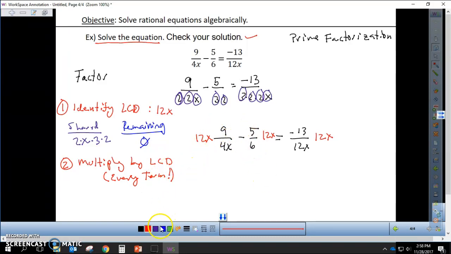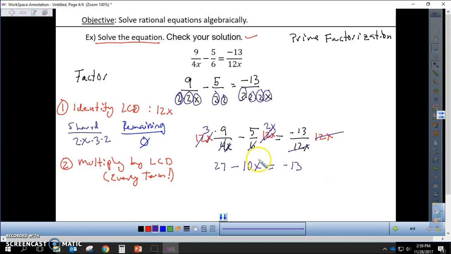So here, now we're going to reduce, right? My x's cancel. This 4 cancels with the 12, and now I have 3. So 3 times 9, that is 27. Here I have 6, that cancels with my 12, and I have 2x, right? That x came along. I'm just going to rewrite it up here so I don't drop anything. Be careful. Minus 10x, that becomes that. On this side, 12x cancels with 12x, and we get negative 13.